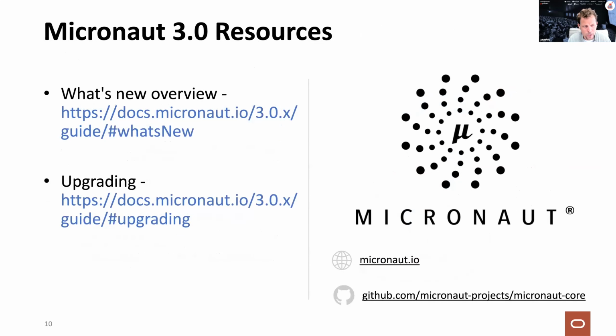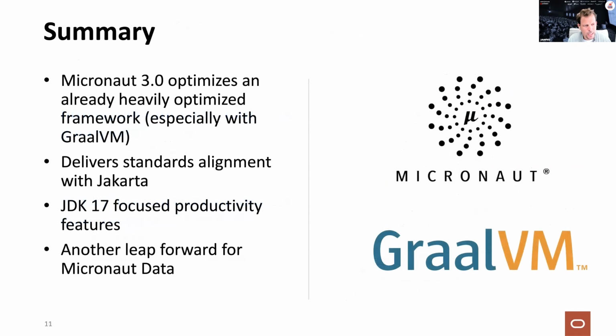So some further Micronaut 3 resources as well. You can find out everything that's new in Micronaut at Micronaut 3, and about upgrading in the upgrading documentation. And in summary, Micronaut 3 optimizes an already heavily optimized framework for GraalVM, delivers alignment with the Jakarta standards, adds support for JDK 17, and provides another leap forward for Micronaut Data with support for mutable types and records and so on and so forth.